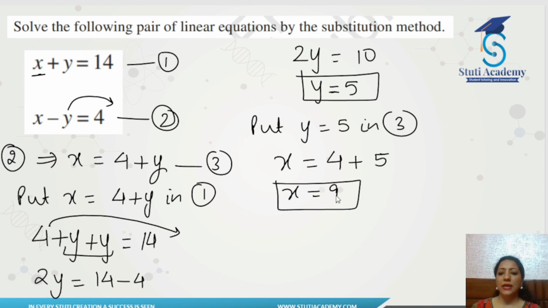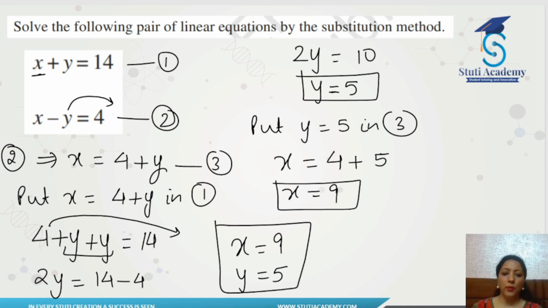Just to be on the safer side, you can put these values here in the first and the second equation and you can check whether the LHS and RHS are coming out to be the same. So that's just for checking whether your values are correct. So in this case, we have x is equal to 9 and y is equal to 5.